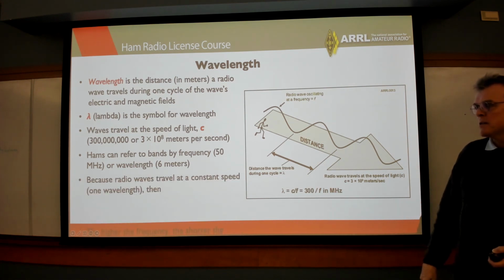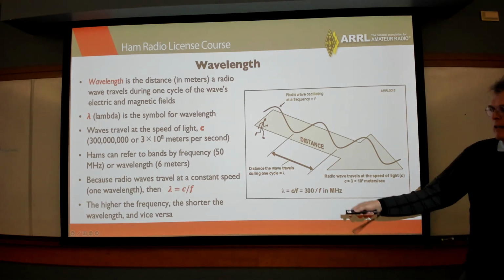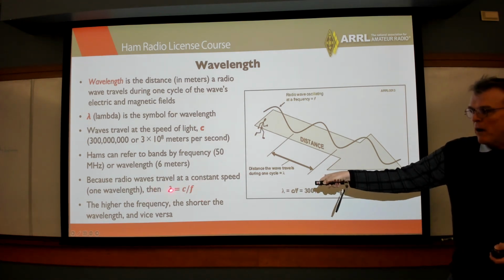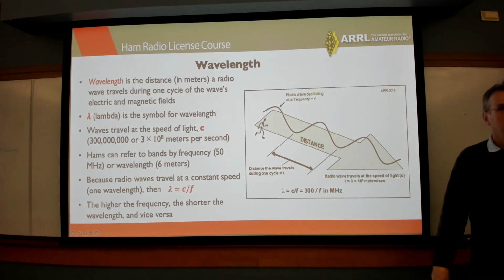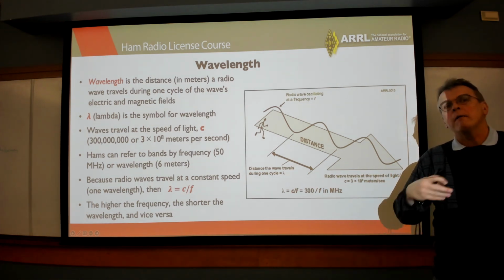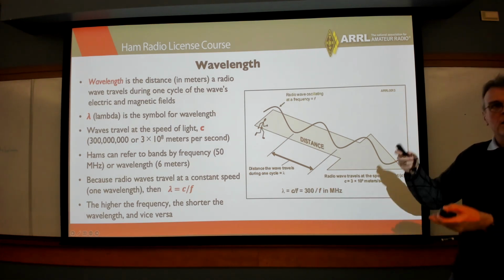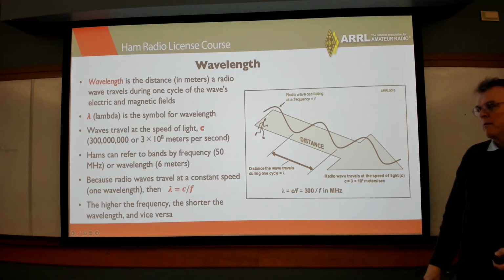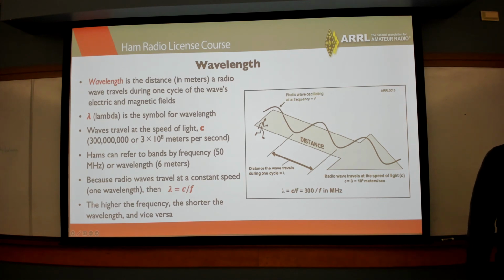And it turns out, of course, that lambda equals C over F describes the relationship between lambda, wavelength, and frequency of the radio wave, because C, the speed of light, is constant. So, for example, I can say I'm operating at 144 megahertz, or I'm operating at 2 meters. Knowing the speed of light, I can always go back and forth between frequency and wavelength. And you notice from this formula, the higher the frequency, the shorter the wavelength, and vice versa. So as you go higher in frequency, the wavelengths get smaller. As you go lower, they get longer.